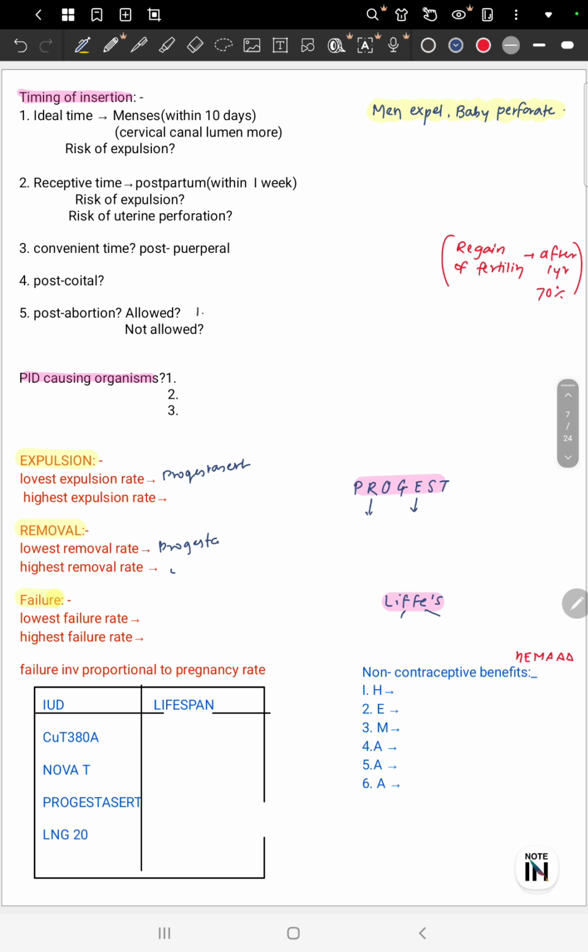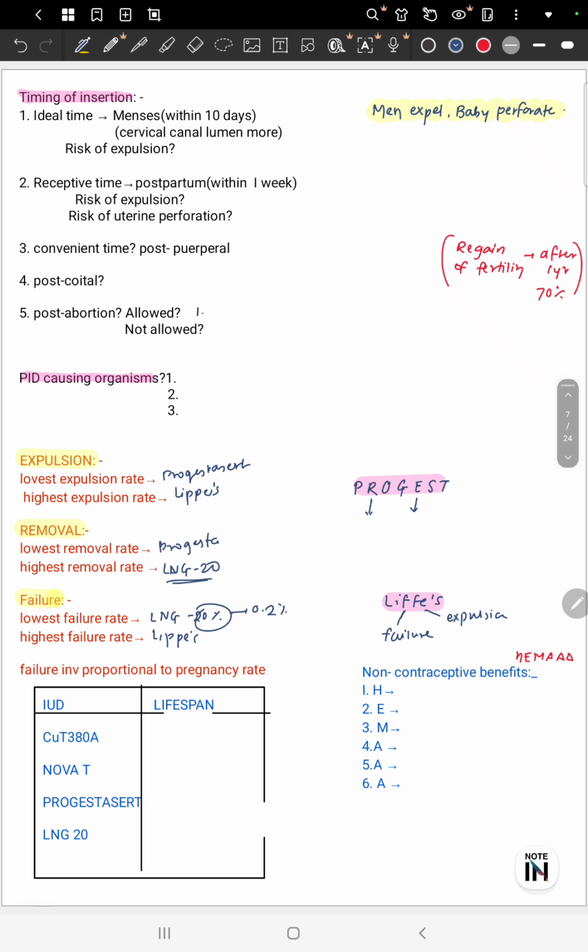Now talking about the Lippes loop. F stands for failure and E stands for expulsion. So the highest chances of failure and high expulsion rate are found in the Lippes loop. The highest failure rate and the highest expulsion rate are both seen in the Lippes loop. Now the remaining, that is the highest removal rate and lowest failure rate, are seen in LNG20. We know that the lowest failure rate is of LNG20, that is 0.2%, and the highest removal rate is also seen in LNG20.